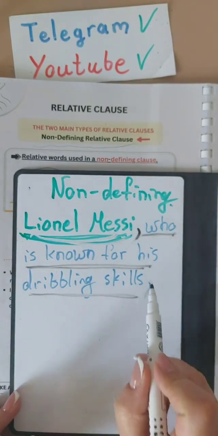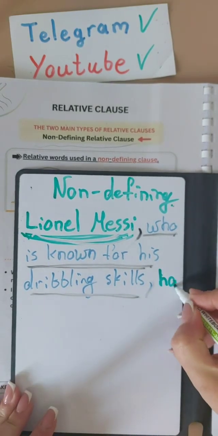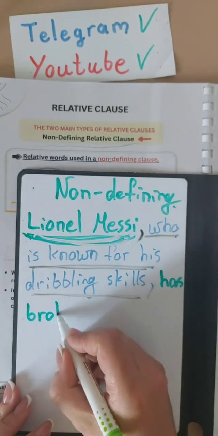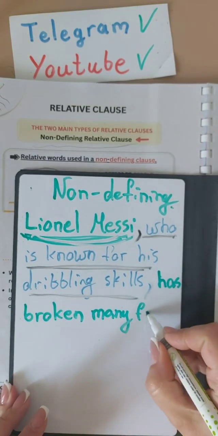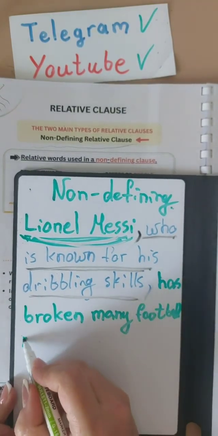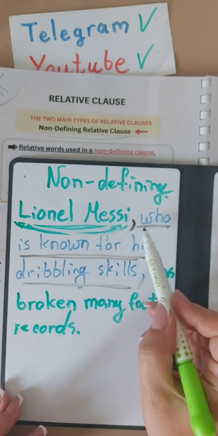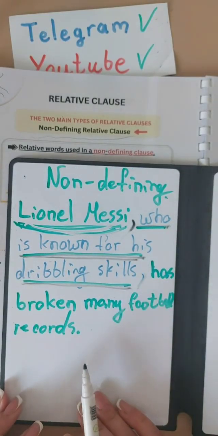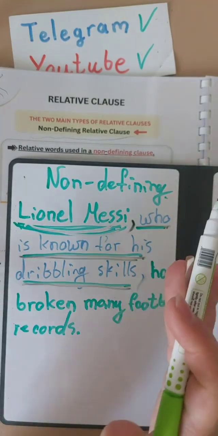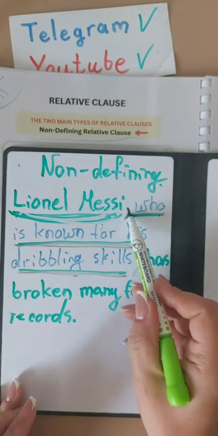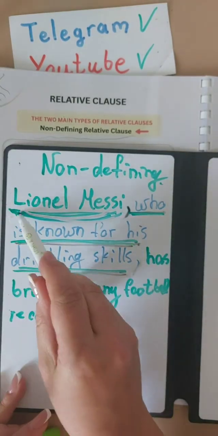Lionel Messi, who is known for his dribbling skills, has broken many football records. Okay? Again, this information is extra. You just added more details. It's optional. Even if you don't add this information, the listener still understands who you are talking about.